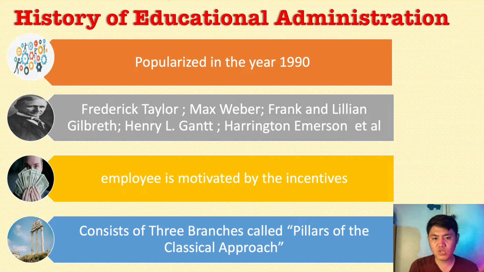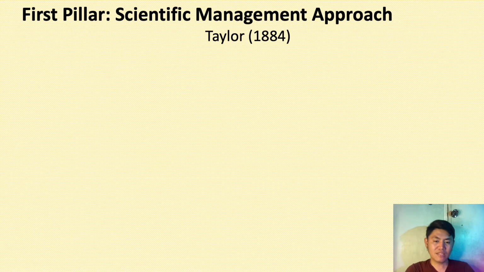And in the classical approach to management, there are three branches, including scientific management, administrative management, and bureaucratic management approach. These three branches are also known as the pillars of the classical approach to management and are also part of the history of educational administration. Now it's time for us to discuss deeper the first pillar of the classical approach to organization and management, which is the scientific management approach by Frederick Taylor, which was promulgated in the year 1884.